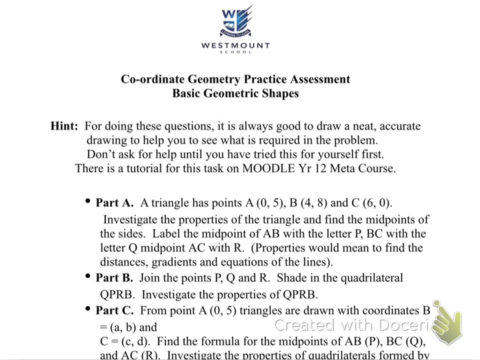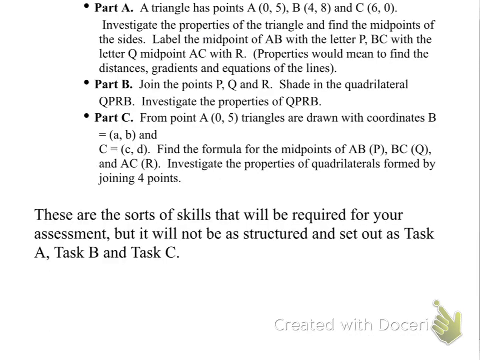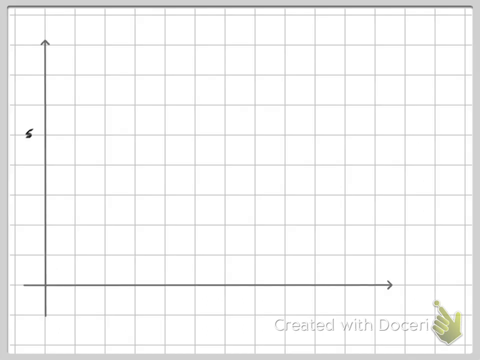Here we're going to do part C of your assessment practice on basic geometry shapes. Part C asks us to draw a triangle from coordinates A, B, and C, where coordinate A is 0, 5. We have to find the midpoints formulas. We also have to investigate the quadrilaterals formed by joining 4 points.